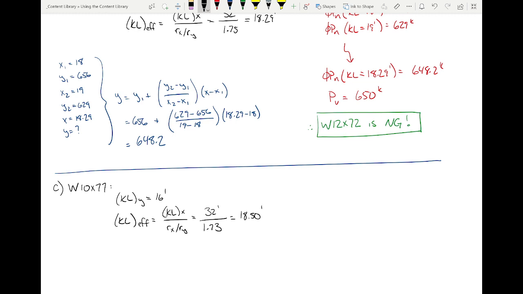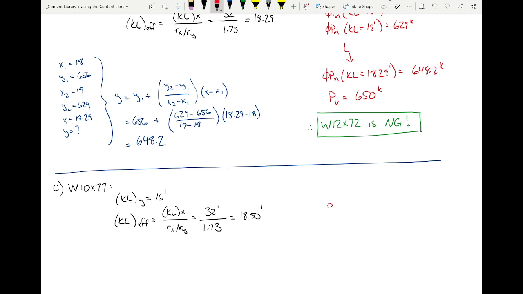Why do I say that's nice? From a linear interpolation standpoint, I could just average the two. Whatever my value is here, whatever my value is here, just average them and boom. But for the sake of discussion, I want to live in a world where it's not nice. First off, what does this tell me looking at these two? Strong axis governs. So it also tells me I need to pull the capacities for KL is 18 feet and KL is 19 feet.